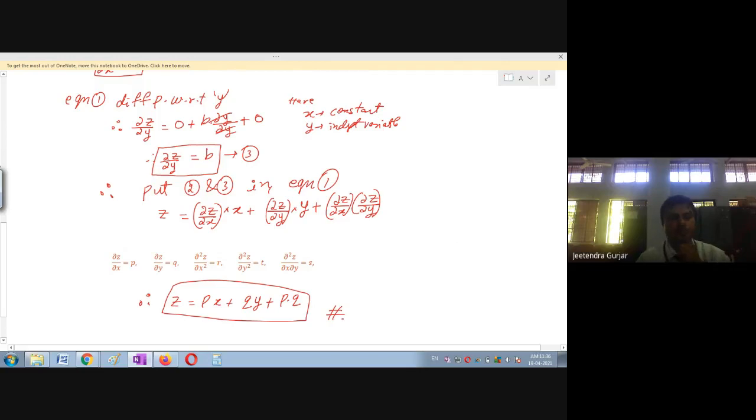Is it clear, students? If you have any doubt, please ask me. We are going to use this as our formula. So please practice this formula. Five formulas are there. Substitute in the equations. Therefore, the final answer we are going to get is z is equal to px plus qy plus p into q. Yes, if you have any doubt, please ask me, students.